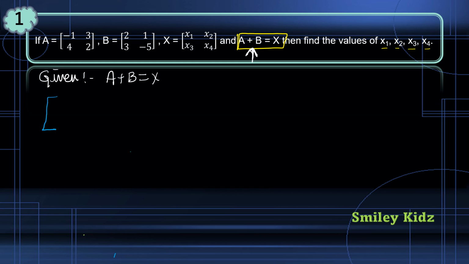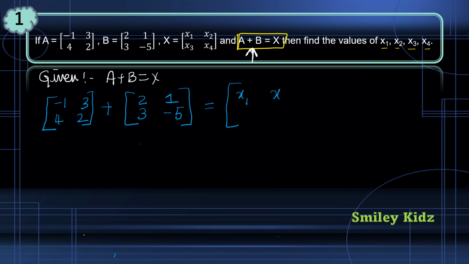Firstly, I have A as minus 1, 3, 4, 2 plus B as 2, 1, 3, minus 5, which will be equal to X, which is X1, X2, X3 and X4. Alright, so here if you look over the operation, here we are going to add the matrices A and B.